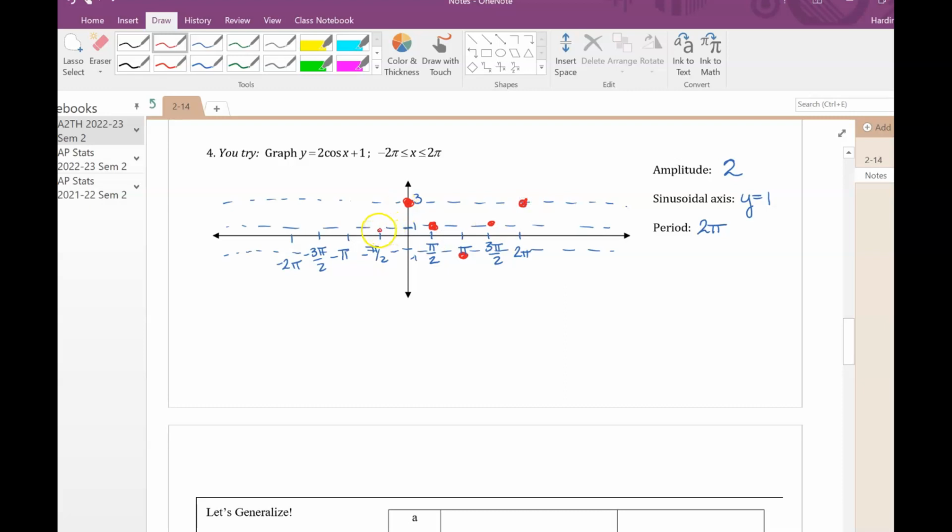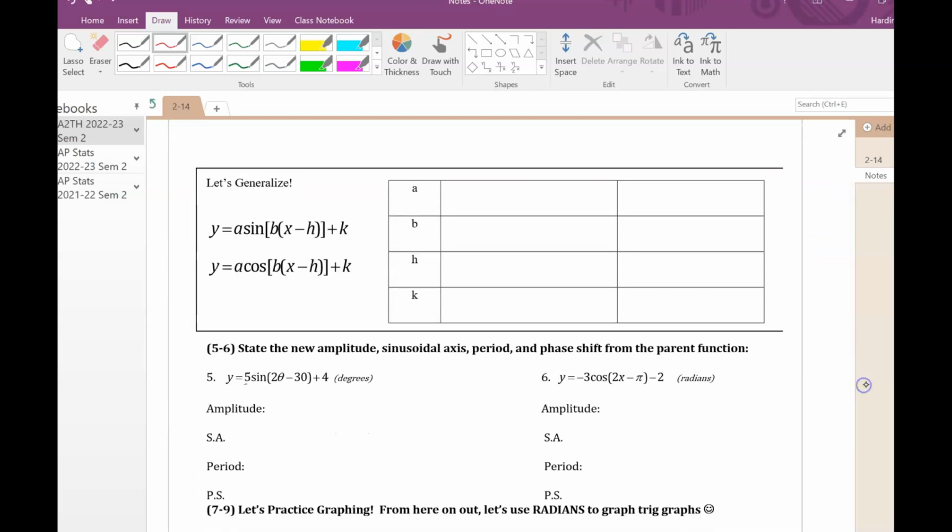And then we're going to work it backwards too. It just continually goes through that pattern. And that is 2 cycles of that cosine graph. All right, so let's write down exactly what all of these parts of the equation are.